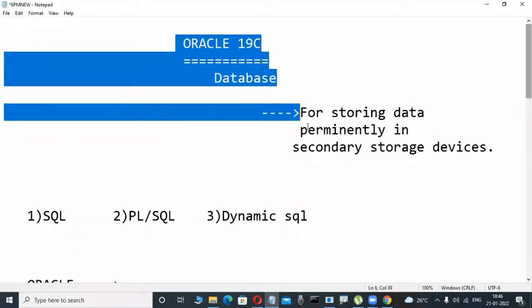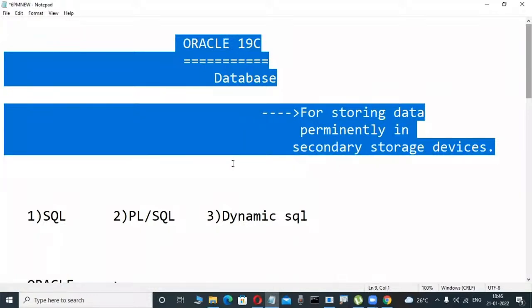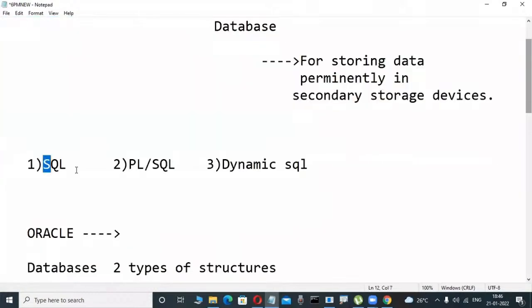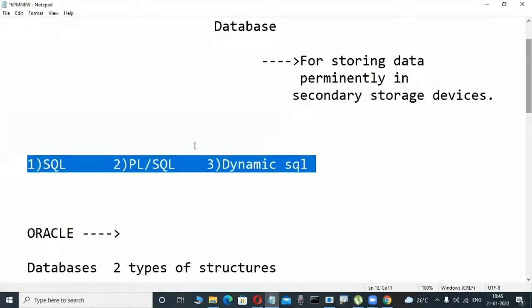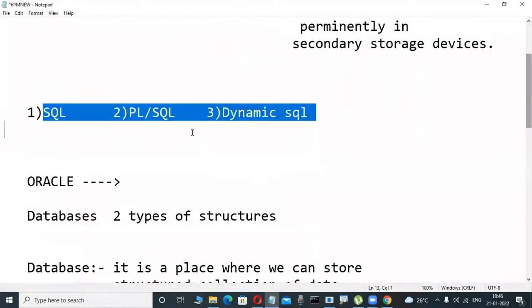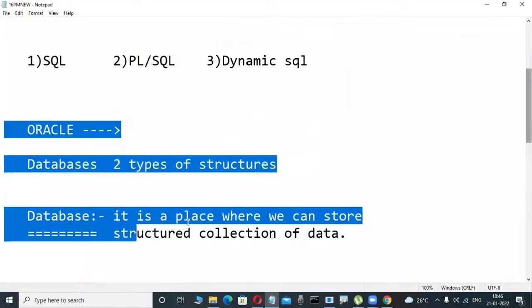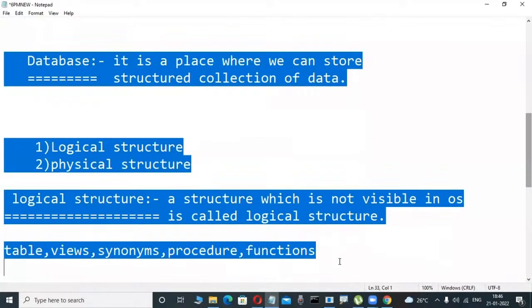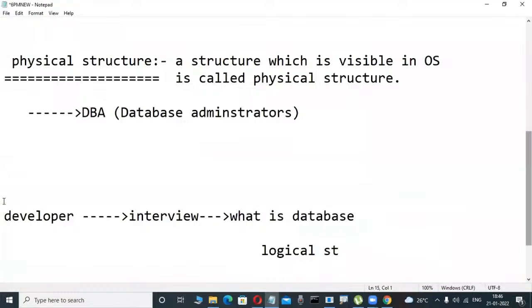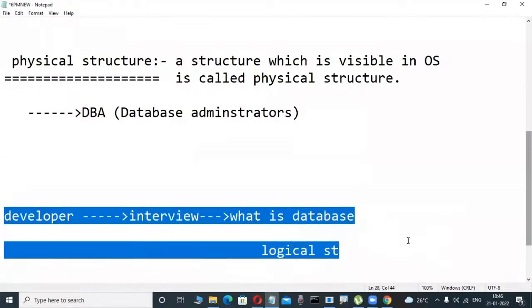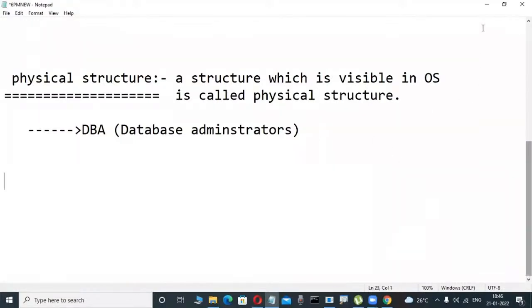If you want to operate this Oracle software, we use SQL, PL/SQL, and dynamic SQL languages. Anywhere we learn an Oracle course, these three things they tell. Okay? Yes, that is a very small thing I'm telling. Okay, fine.